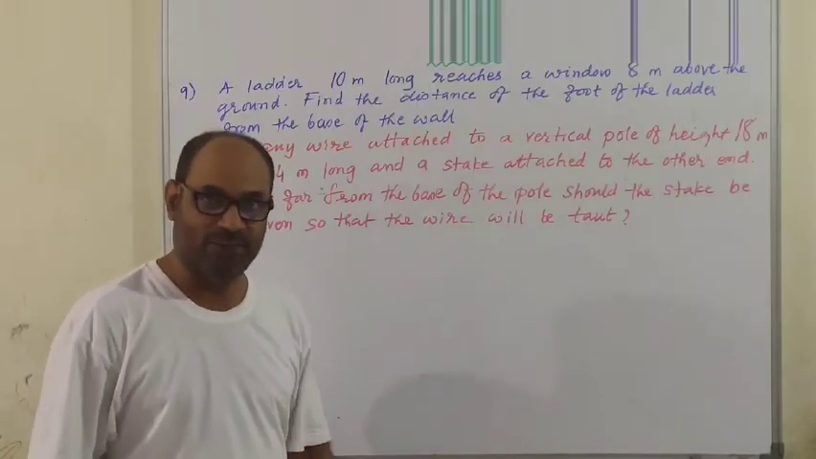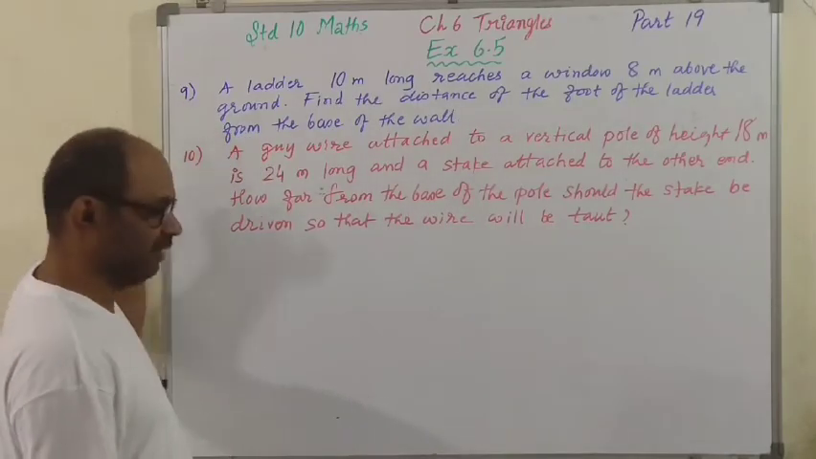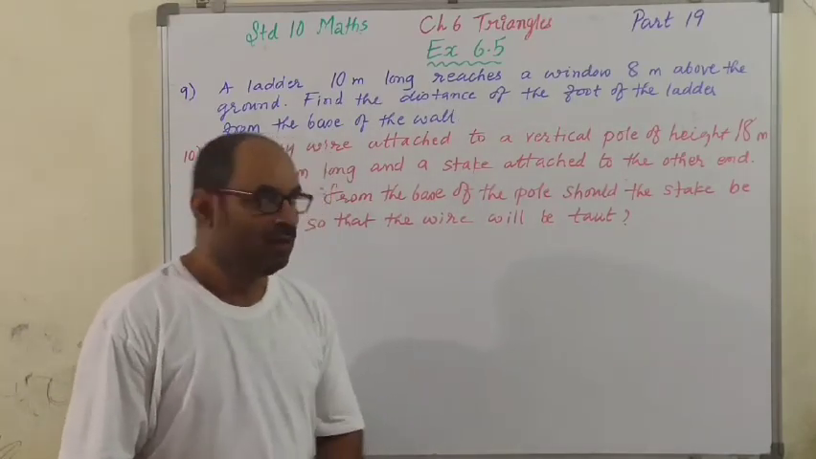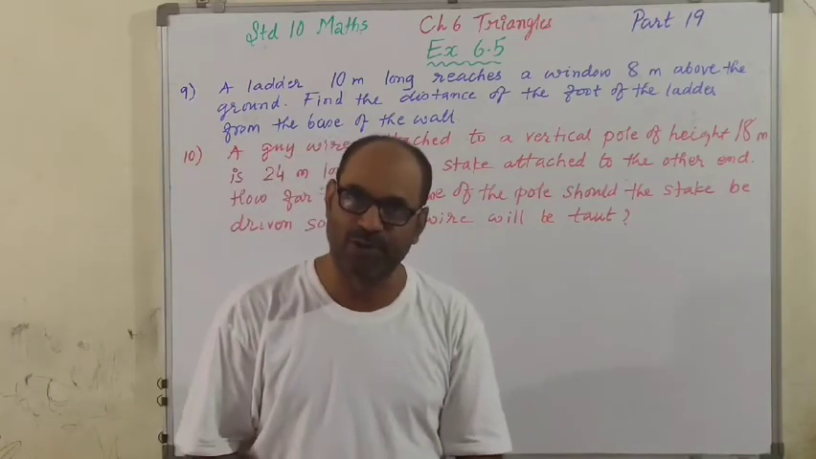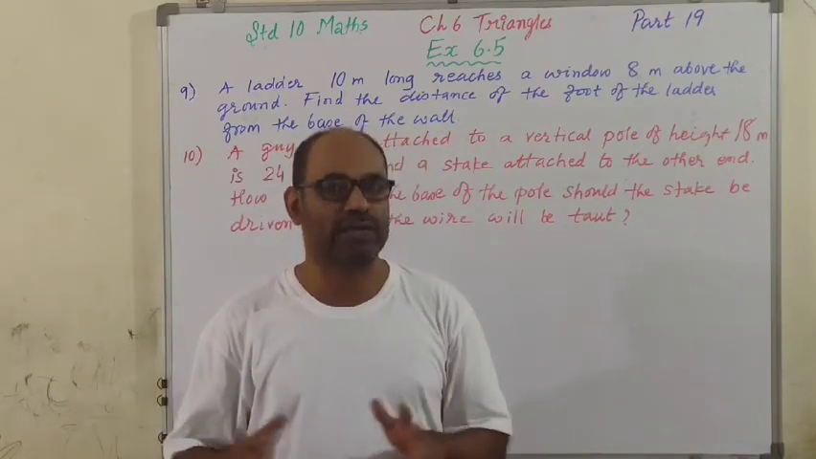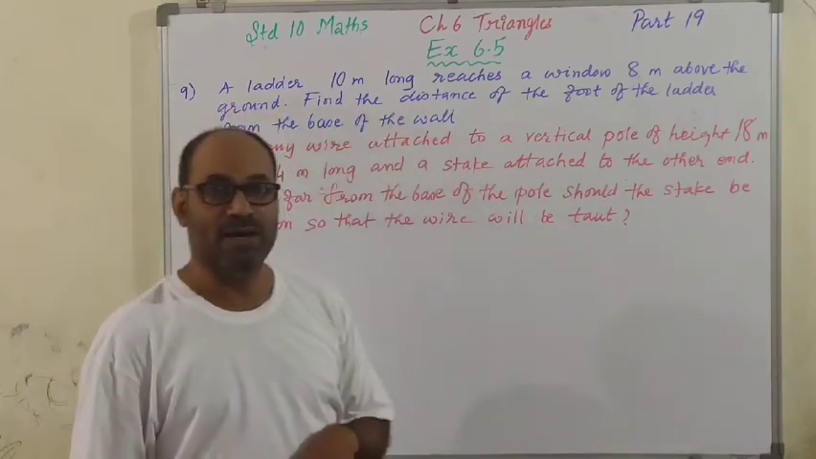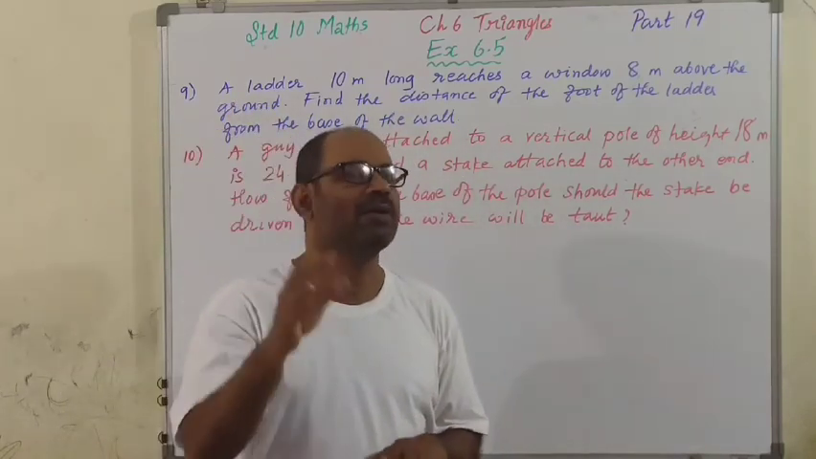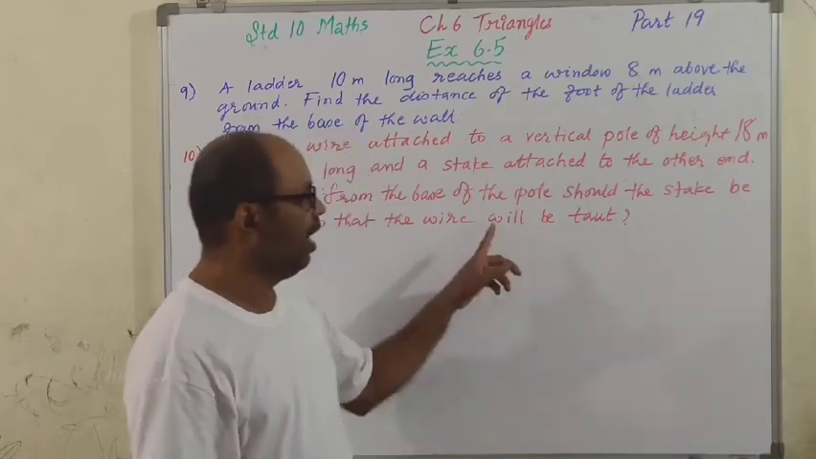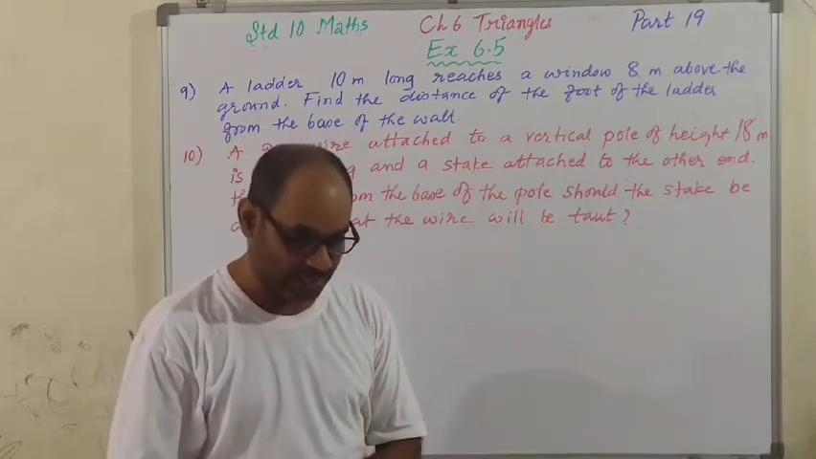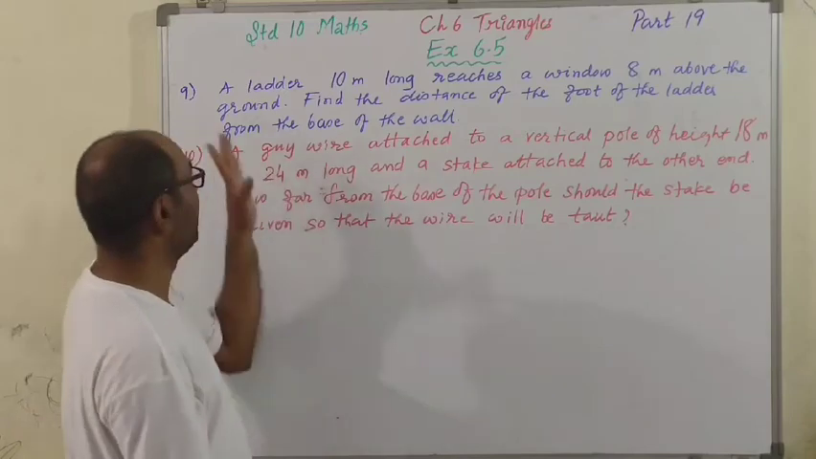From exercise 6.5, now let's see the 9th and 10th together. Both the sums I'm going to explain to you. I won't solve completely, because this 9th one, a similar type, we have already solved in the illustration. And this you should know. Let's see the 9th one.